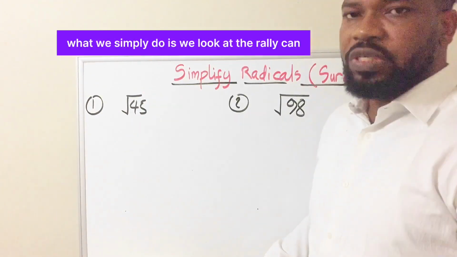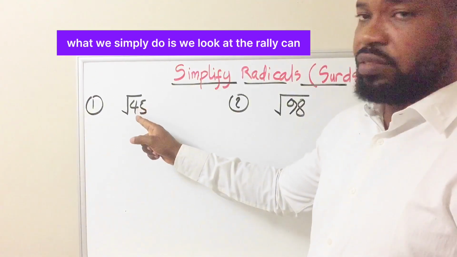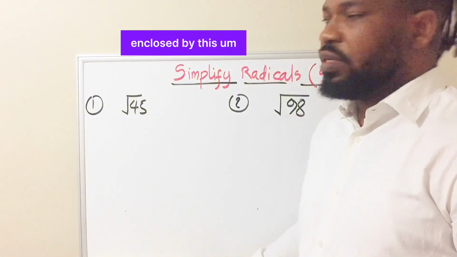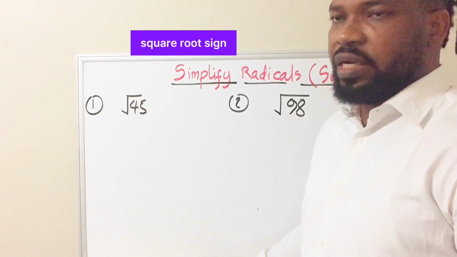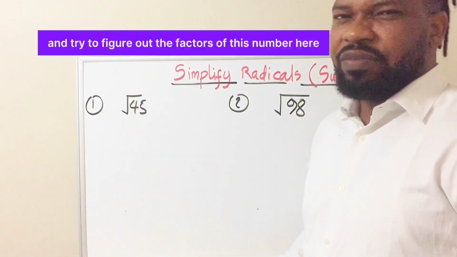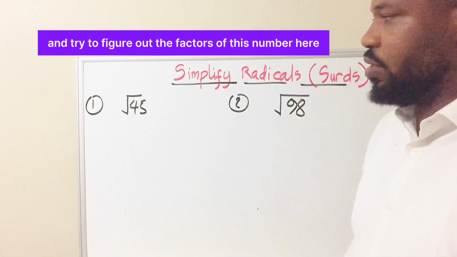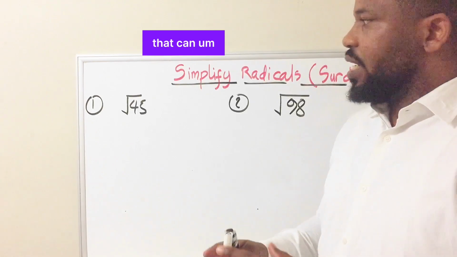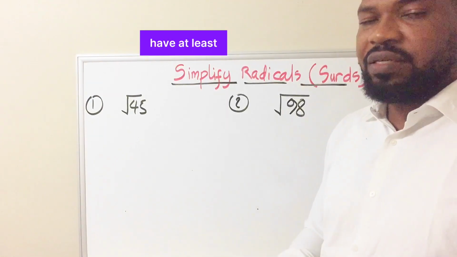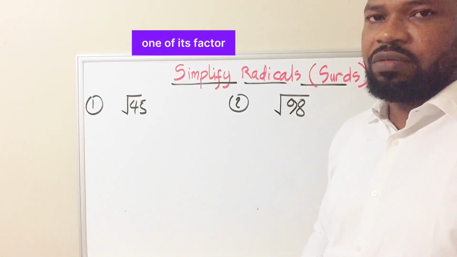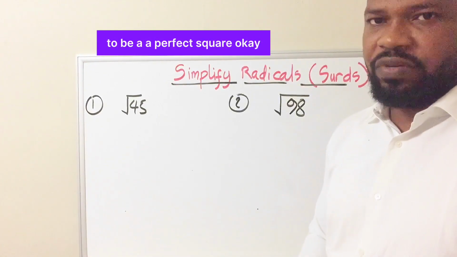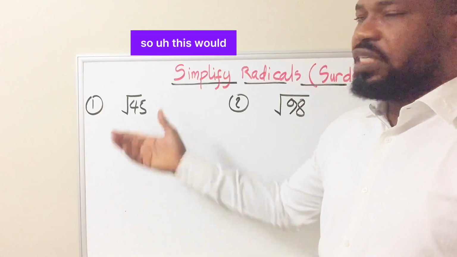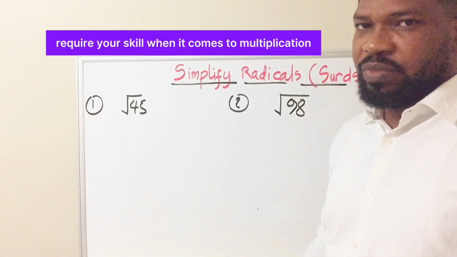To do this, what we simply do is we look at the radicand, that is the number just enclosed by this square root sign. We look at the number and try to figure out the factors of this number that can have at least one of its factors to be a perfect square. Okay, so that's what we look at. So this would require your skill when it comes to multiplication.